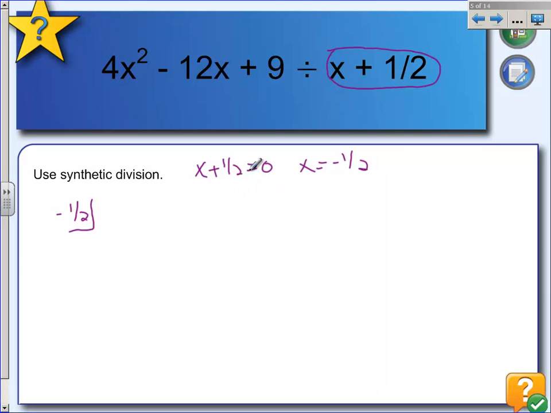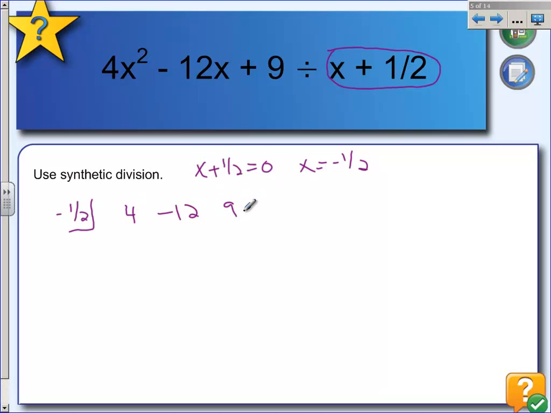So you set the divisor equal to 0, you put that number in a little box, and then you look at the coefficients of your dividend, and you put the coefficients in order from left to right. Make sure it goes in descending order, like x squared, x, and then a number. So I'll put a 4, and a negative 12, and a 9.